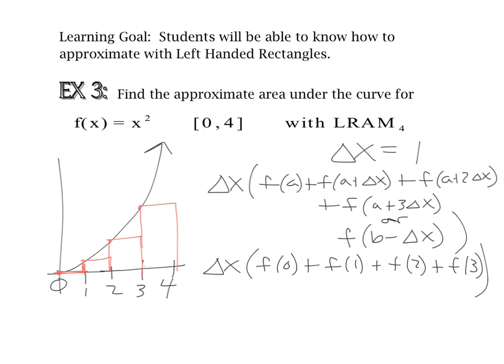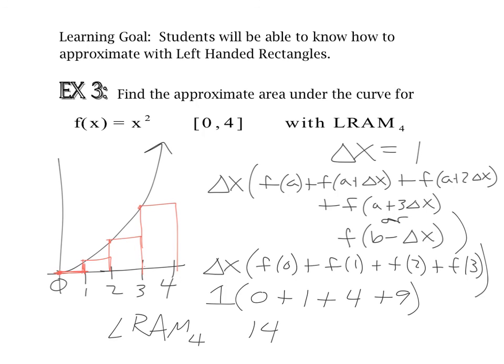Let's plug in what we know. We know that the delta x is 1. We know that f of 0 is 0. F of 1, 1 squared is 1. F of 2, 2 squared is 4. F of 3, 3 squared is 9. We add all that up and we get 14. So we could say the LRAM of this, with 4 rectangles, is 14.